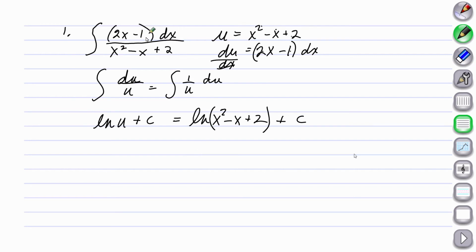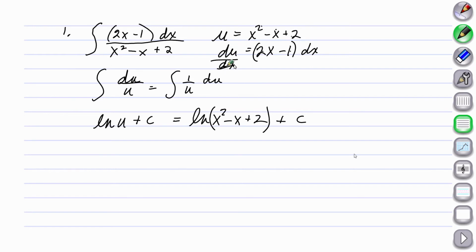So all the parts fit. It's kind of like building a car. You can't just jam any parts into it. They have to be specific parts. Everything has to be a match. This u has to match here, and this 2x minus 1 dx has to have a match.